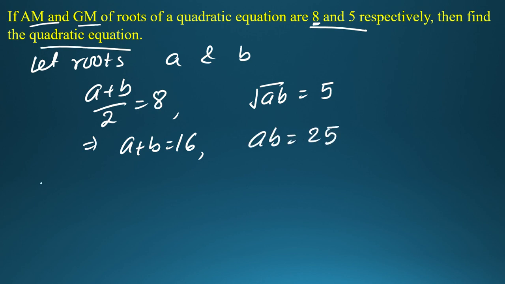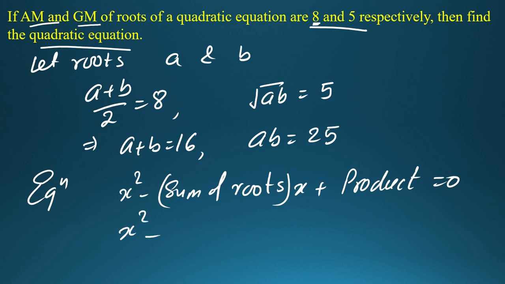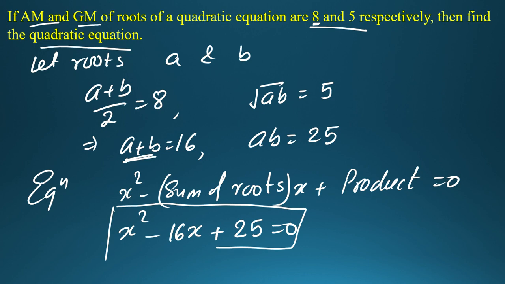Now what is the equation? The quadratic equation will be x² − (sum of roots)x + product of roots = 0. It means it will be x² − (sum of the roots, means a + b, and it is 16) so 16x + (product is 25) so 25 is equal to 0. This is the answer. See how quickly we can solve this question if some good things strike in the mind at the right time.